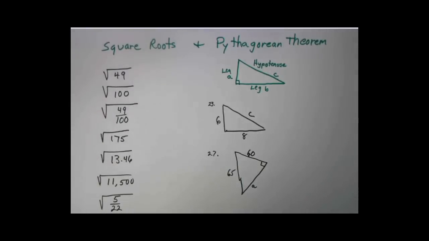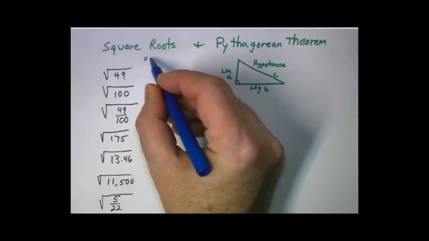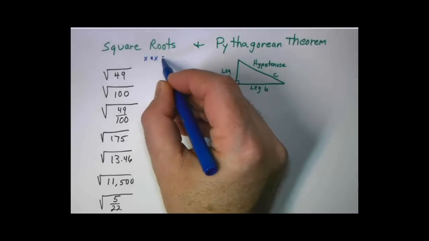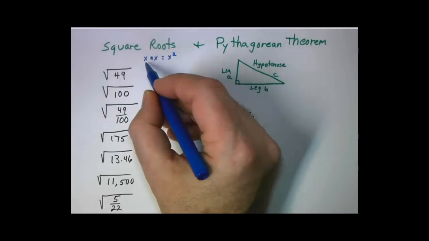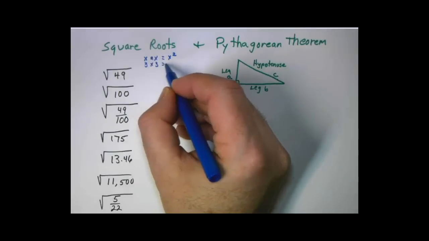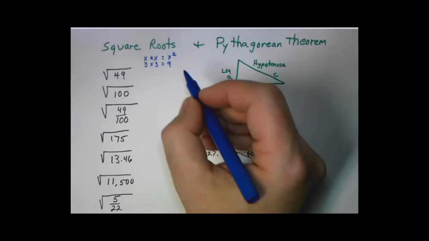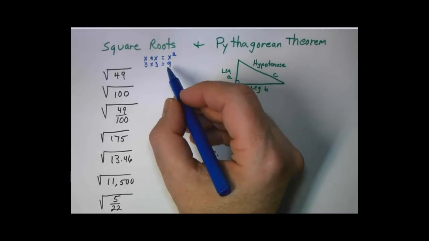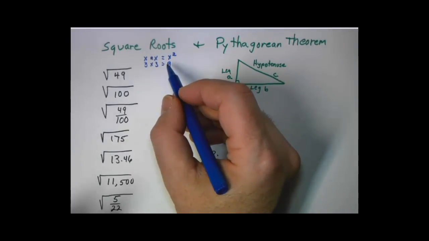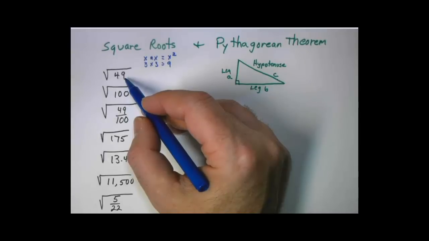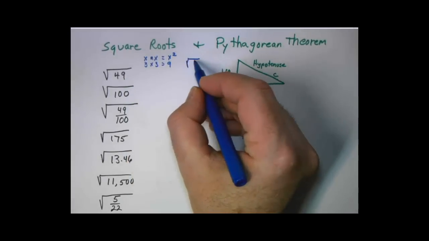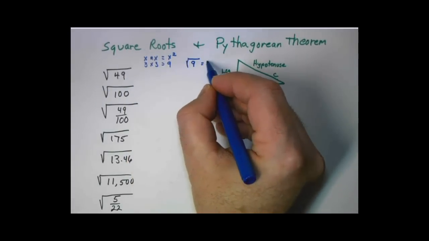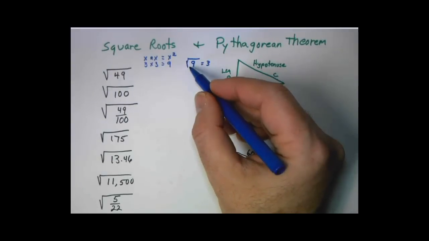Section 7.6 is talking about square roots and the Pythagorean theorem. Squares and square roots are opposite. If I take any number x multiplied by x, I get x squared. So 3 times 3 is 9. If I take the square root of 9, which means what times what has to be the same number, equals the number inside the square root sign. So the square root of 9 is 3, because 3 times 3 is 9.